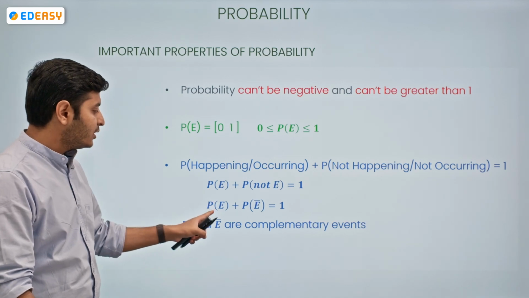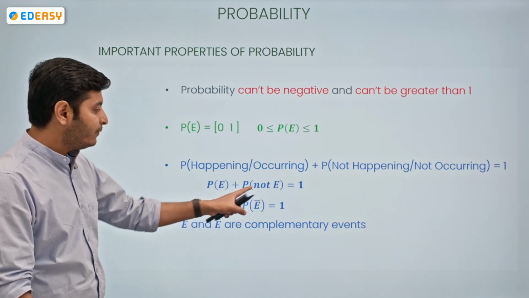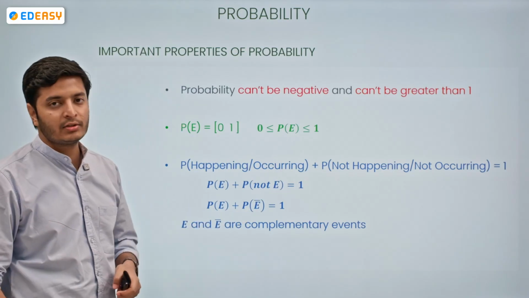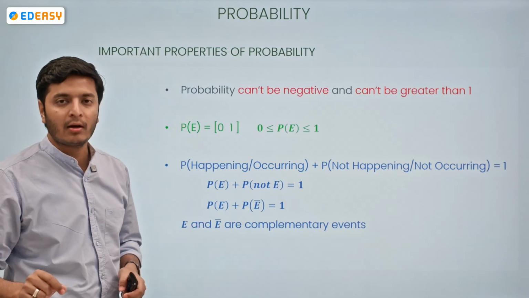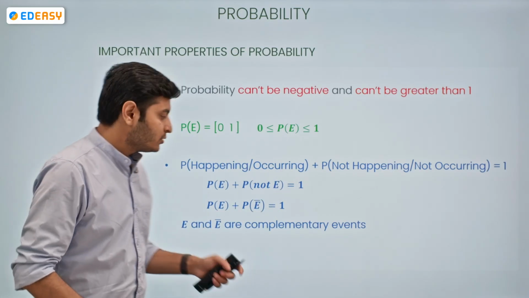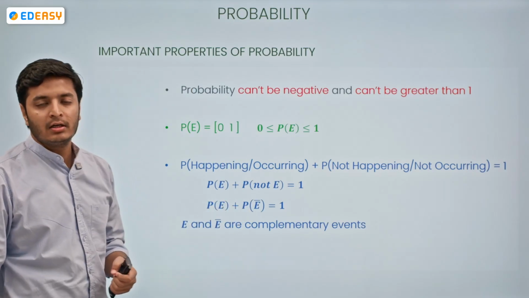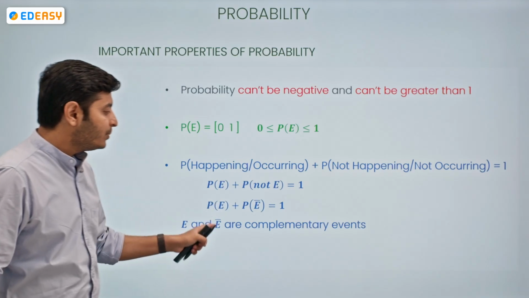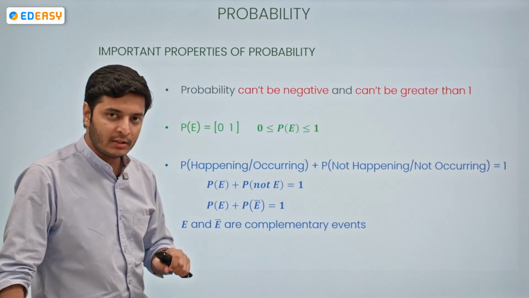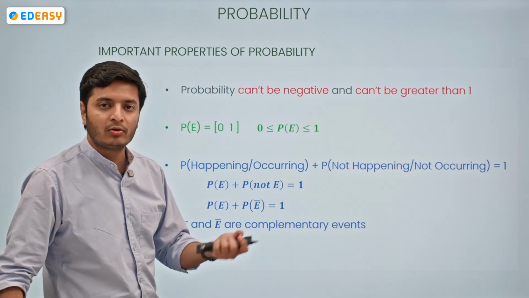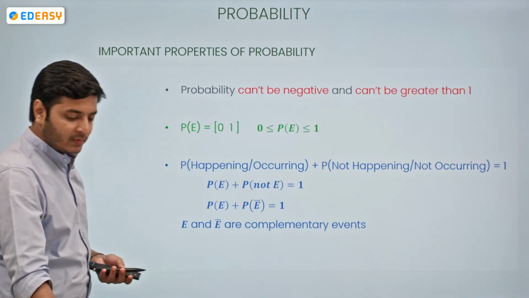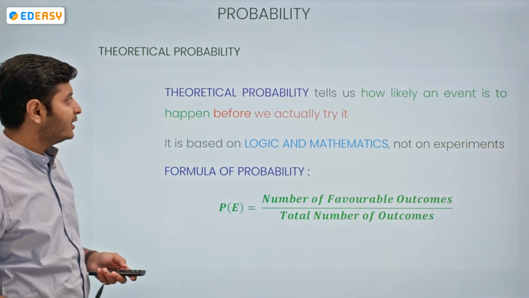So this you can write as P of E, and for not E you can use bar over E. So this you can represent using P of E bar equals 1. Now their sum will always be equal, so that's why they are known as complementary events. For one event to happen or that event not to happen, the sum of their probabilities will always be 1. Now we understood the logic behind everything.